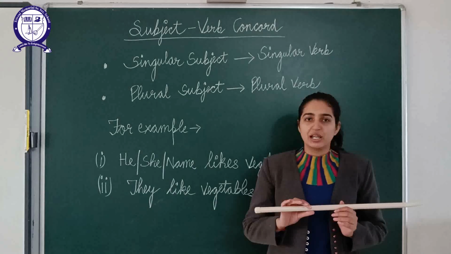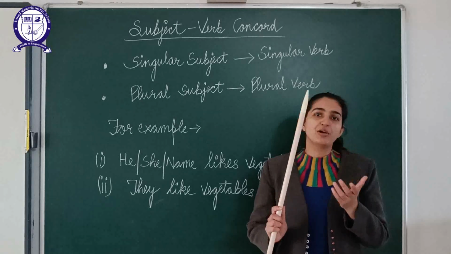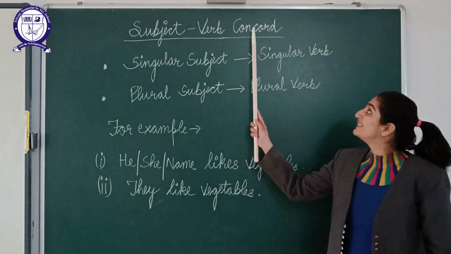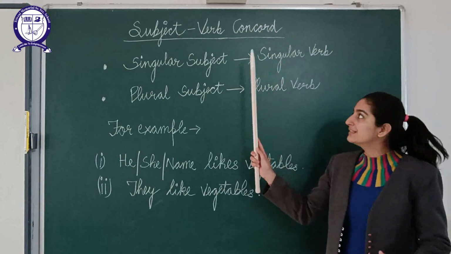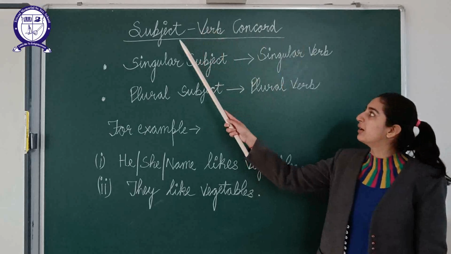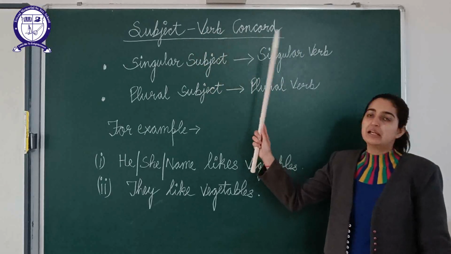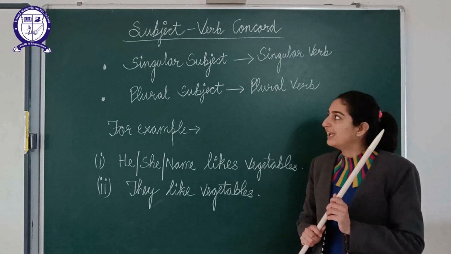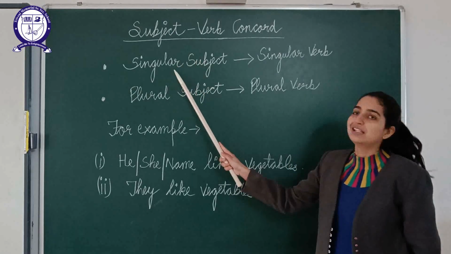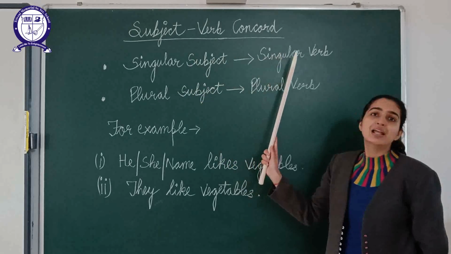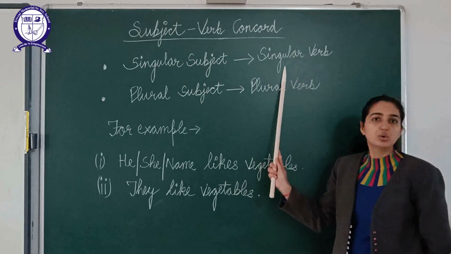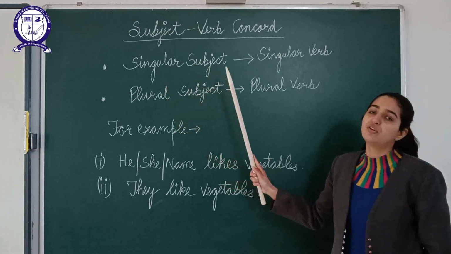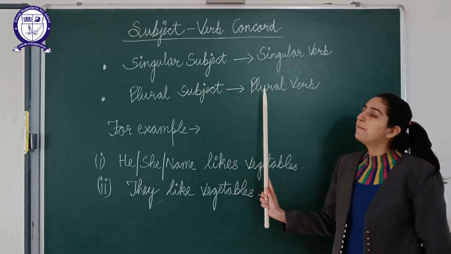So today we are going to learn one topic of grammar, that is subject verb concord. Concord basically means agreement, means there has to be an agreement between subject and verb. So there is a general rule regarding that, and what does it say? It says that if there is a singular subject, then the verb that we use here will be singular, right? And if there is a plural subject, then the verb that we use here is a plural verb.